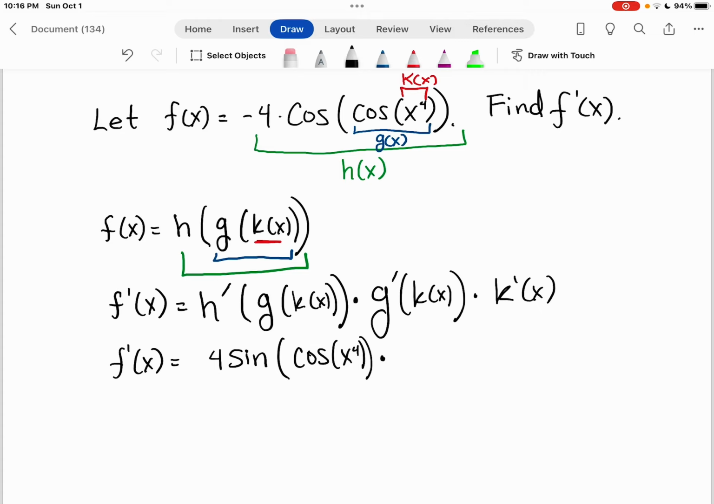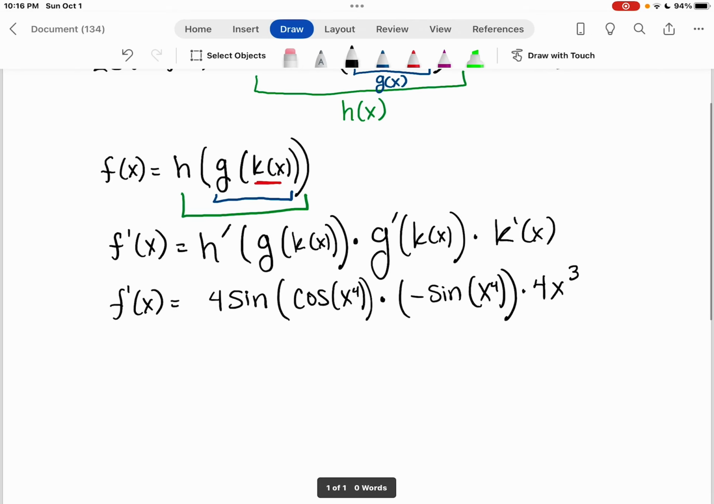And then I have to multiply that by the derivative of the cosine of x to the fourth, which is negative sine x to the fourth. And then I have to take the derivative of the x to the fourth, which would be 4x to the third.